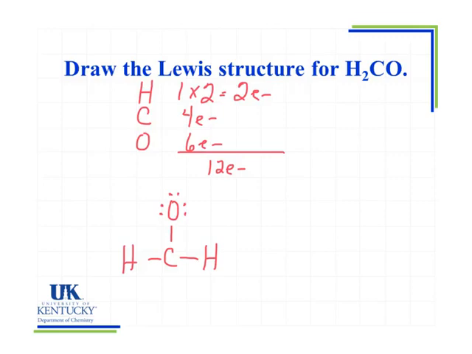So I'm actually going to redraw this structure now with a double bond between carbon and oxygen, and now we will only have 2 lone pairs of electrons on that oxygen atom. So we still have 12 electrons total. We have 4 bonding pairs and 2 non-bonding pairs, but now we have every atom with its octet, or for hydrogen its duet. And so this is the structure of our H2CO.